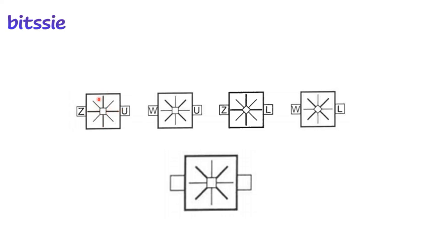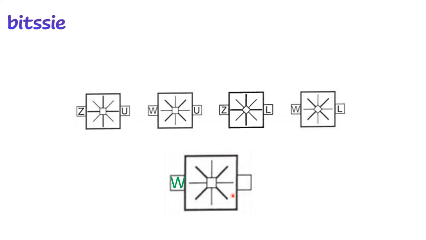So if we go through those, we can see that vertical and horizontal is Z, diagonal is W, vertical and horizontal is Z, and diagonal again is W. So if we look at our final picture, we have diagonal. So the first letter would be W.